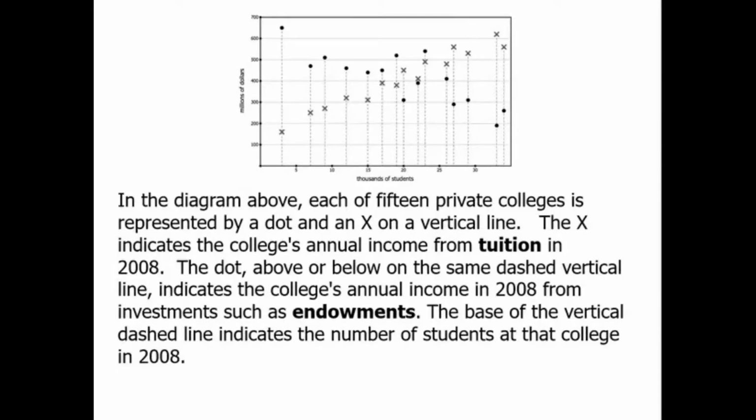In the diagram above, each of 15 private colleges is represented by a vertical line. The X indicates the college's annual income from tuition. The dot indicates the college's annual income from investments. And the base of the vertical line indicates the number of students at that college. And notice that the lower axis, the x-axis, is in thousands of students, and the y-axis is in millions of dollars.